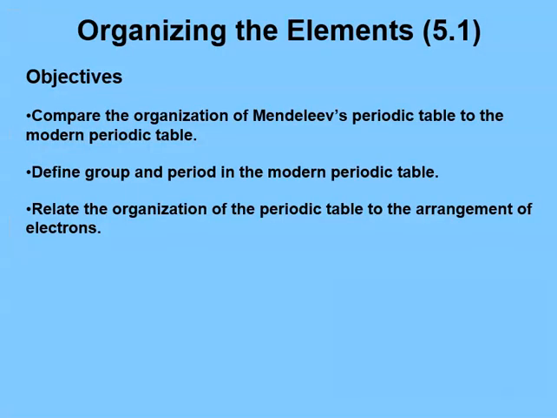We have completed section 5.1 in which we discussed the organizing of the elements. We have compared the organization of Mendeleev's periodic table to the modern periodic table. We've defined group and period in the modern periodic table, and we've related the organization of the periodic table to the arrangement of the electrons.